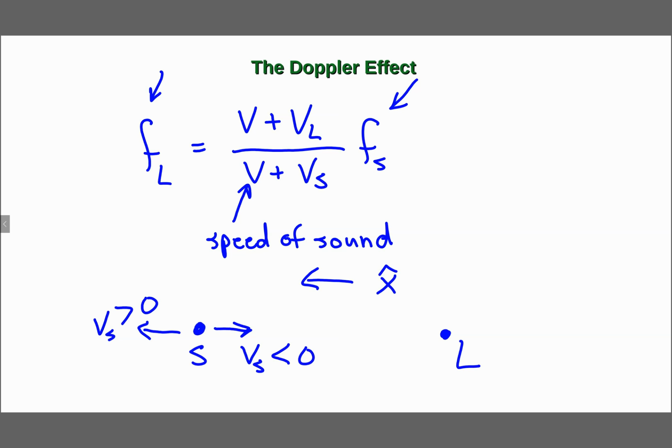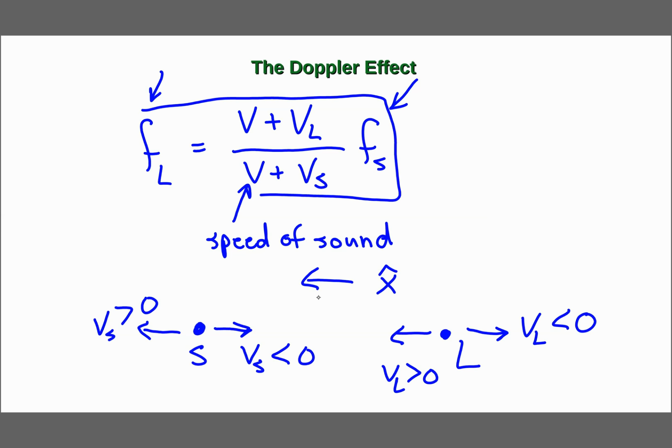By the same token, if the listener is moving toward the source, then VL is positive. And if the listener is moving away from the source, then VL is negative, okay? So it's important to remember what positive and negative mean in this formula, okay? And when we use this formula, we're always assuming that x hat goes from the listener to the source, okay?